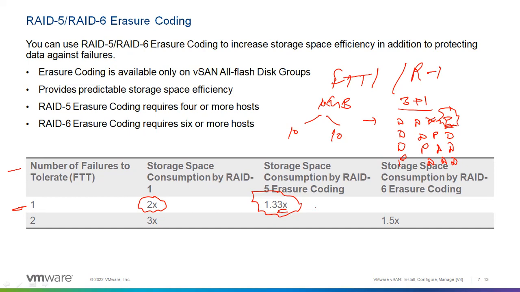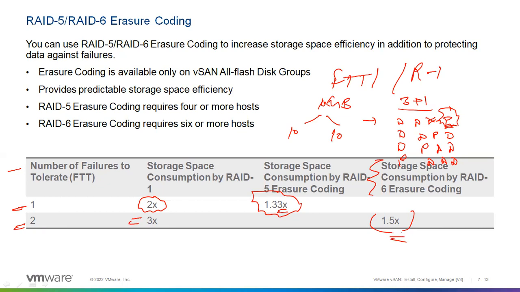So, sir, can we apply FTT1 with RAID 6? The answer is no. So when we compare with FTT2 RAID 1, then it will take 2 times. But FTT2 RAID 1 is not applicable for RAID 5. And where we are applying RAID 6, it takes 1.5 times the space.